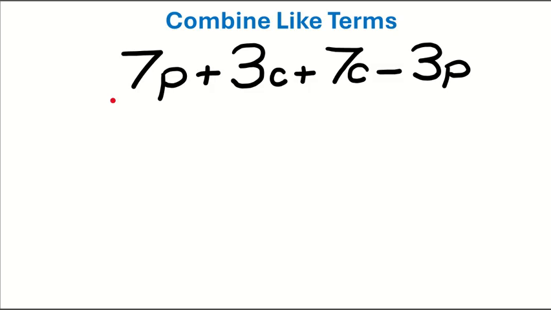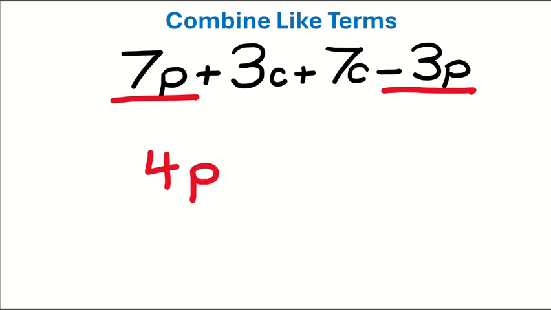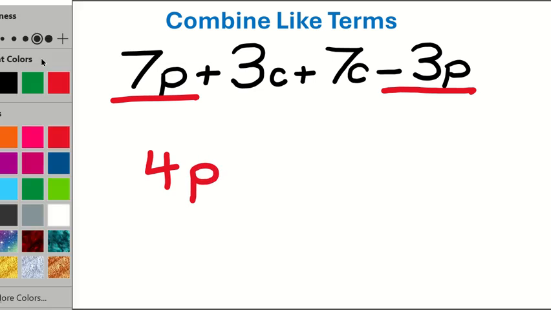I have 7p, but then I get rid of 3 of those because I got a minus 3p right there. How many p's do I have left? That's right. I have only got 4p. So I'm going to write that down right there. And now I'm going to combine my other like terms.